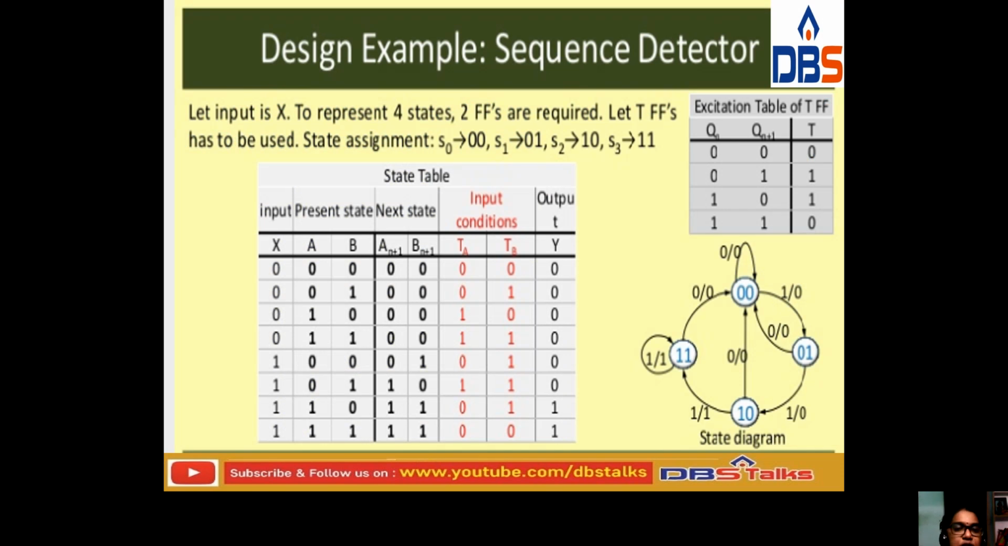So if you have taken this design example of the sequence detector, let us consider this input as X. To represent these 4 states, we are going to take the 2 flip-flops that are required. The two flip-flops that we are going to use give four outputs, that is 00, 01, 10 and 11.